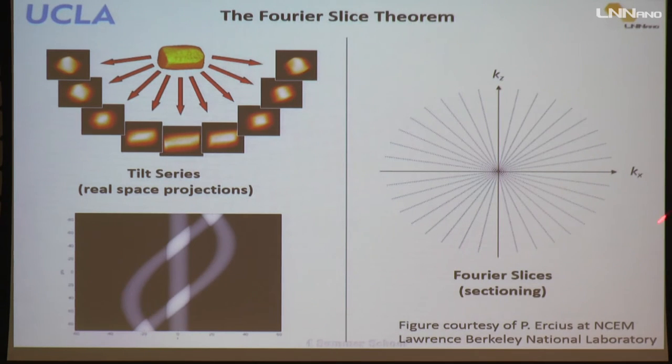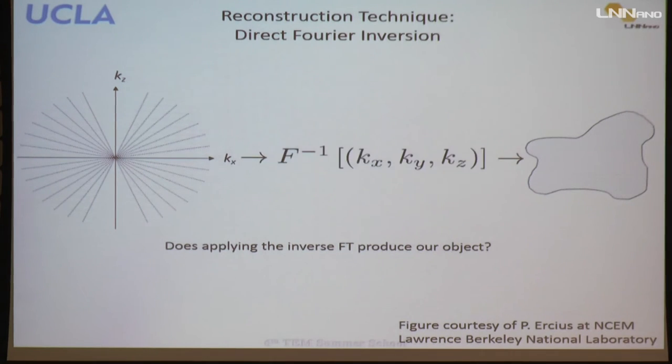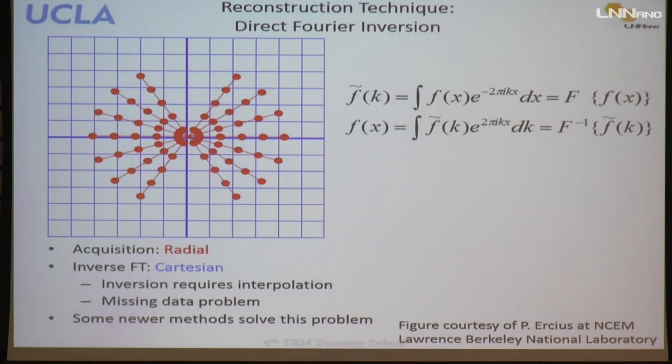Now we know that in Fourier space, we obtained this object from the projection. By taking projections, we got this. So we have this Fourier space. So by just directly inverse Fourier transforming this Fourier space, we'll get our original object back. That's the first question I have. Actually, that doesn't work very well.